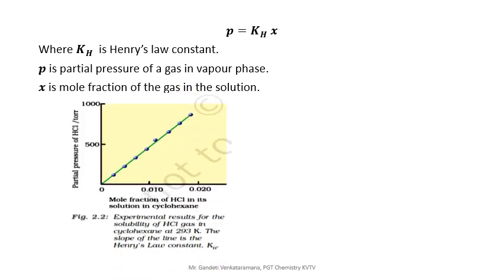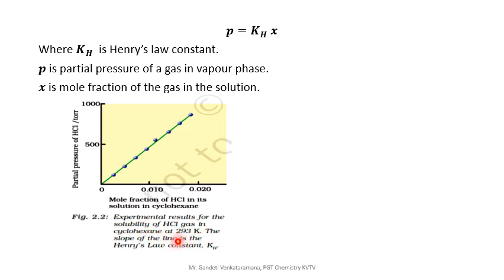Now check the graph. One graph is there here: partial pressure of the HCl, hydrochloric acid, and mole fraction of the hydrochloric acid in its solution in cyclohexane. That means cyclohexane is the solvent. HCl is a gas. So these are experimental results for the solubility of HCl gas in cyclohexane, your solvent, at 293 K, room temperature.